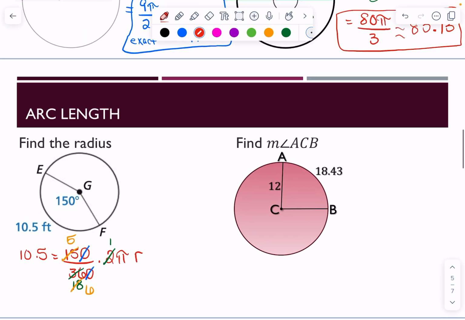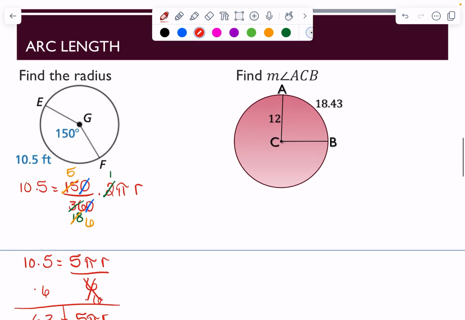All right, let's take a look at the second one here. On the second one, we are given, find the measure of angle ABC. So here, we know the arc length is 18.43, and that is going to equal the angle measurement divided by 360, multiplied times 2 times pi times 12. So now we're going to start simplifying. So the 2 goes into 360 180 times. 180, so 180 divided by 12, that's going to simplify as well. So that's going to make a 1, that's going to make a 15.